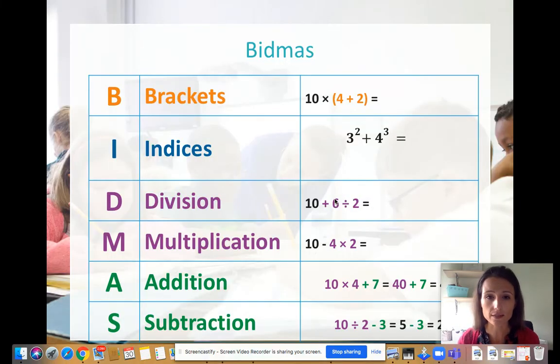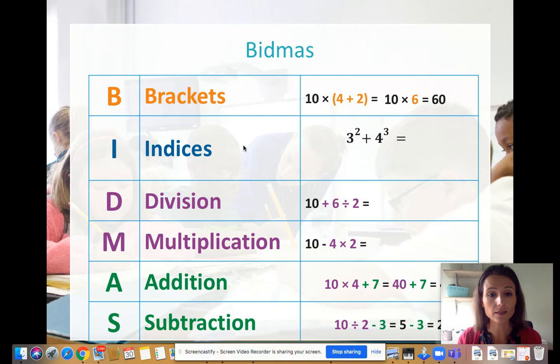So what does each letter in BIDMAS stand for? First of all, the B stands for brackets. You must do any part of a calculation that sits inside brackets first. Let's look at this: 10 times (4 add 2). Now 4 add 2 sits inside the brackets, so that must be calculated first. 4 add 2 is 6. 10 times 6 is 60.